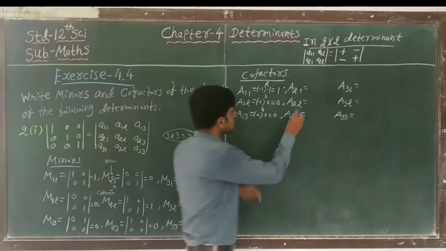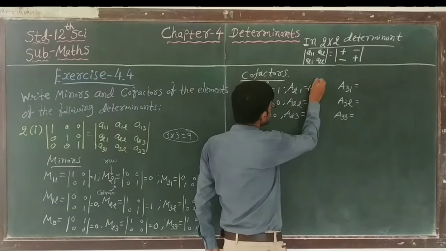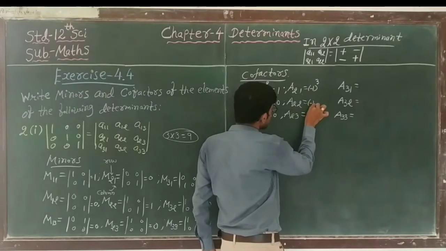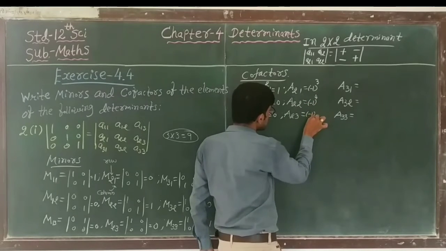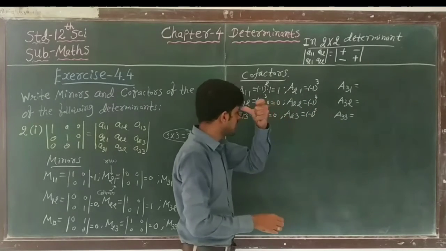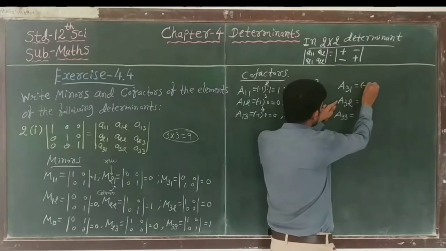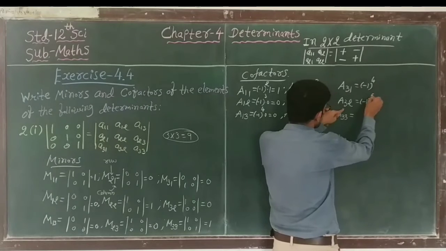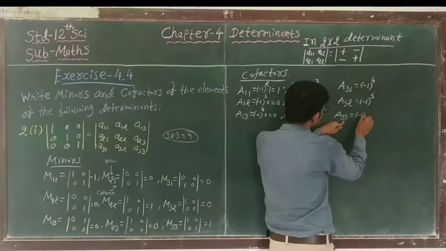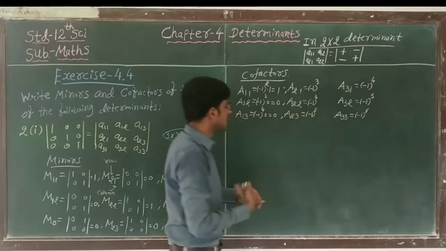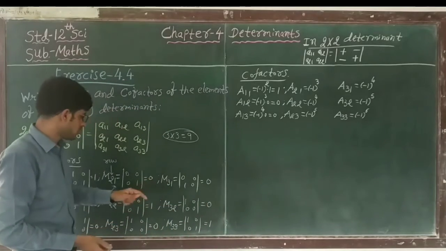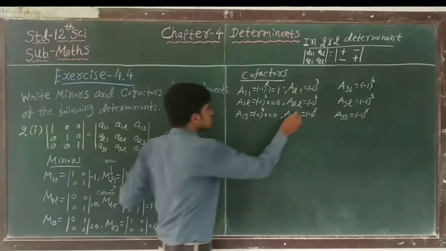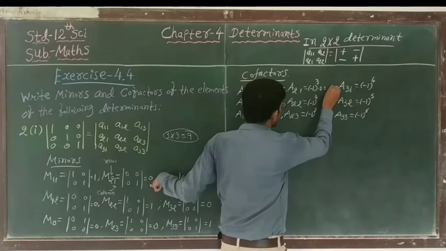A21, so minus 1 raised to 2 plus 1, 3. Here minus 1 raised to 4. Here minus 1 raised to 5. You do plus 3, 5. Here minus 1 raised to 3 plus 1, 4. Minus 1 raised to 3 plus 2, 5. Here minus 1 raised to 3 plus 3, 6. Multiply with the minor. So M21 gives 0, so the answer is 0.